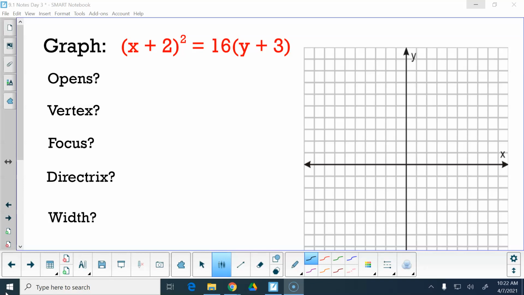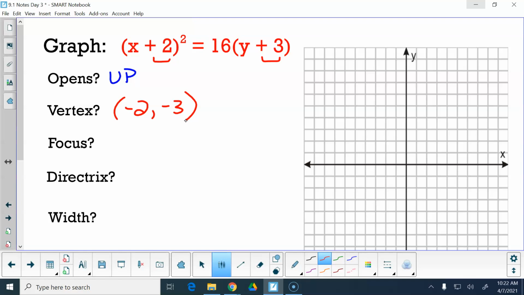So, which way does this one open? EO says up. Agree? Yep. Okay, I like it. So it's going to open up. What's the vertex? -2, -3. We think oppositely because they're both inside a set of parentheses. So -2, -3. Love it.